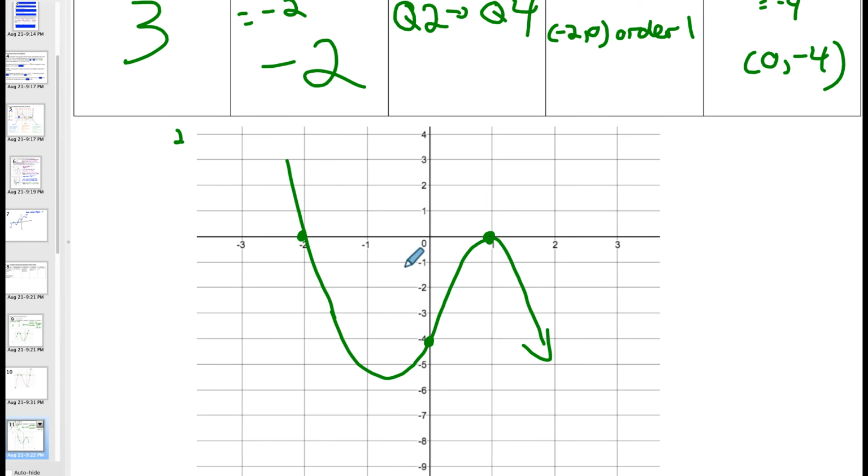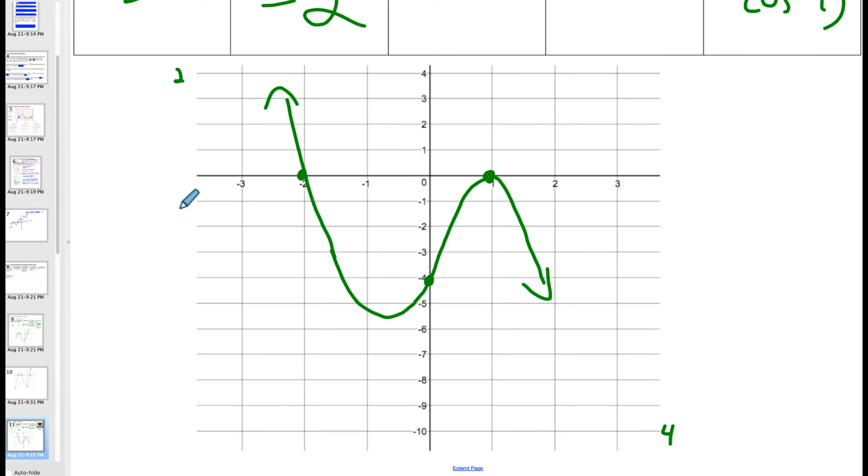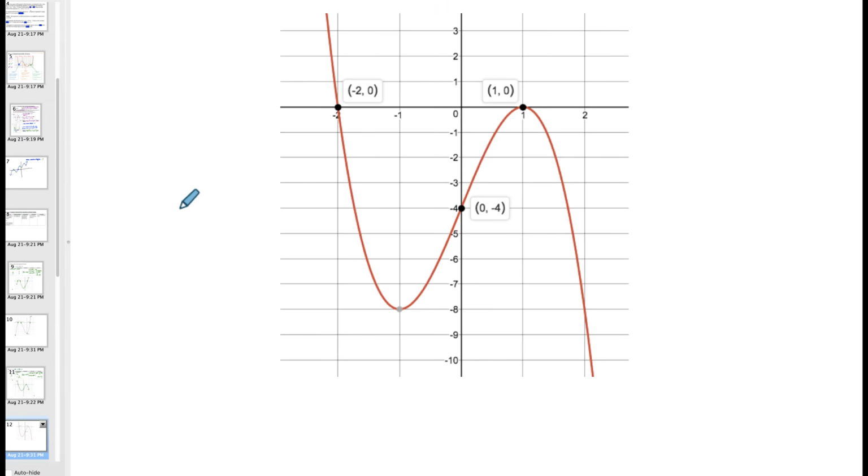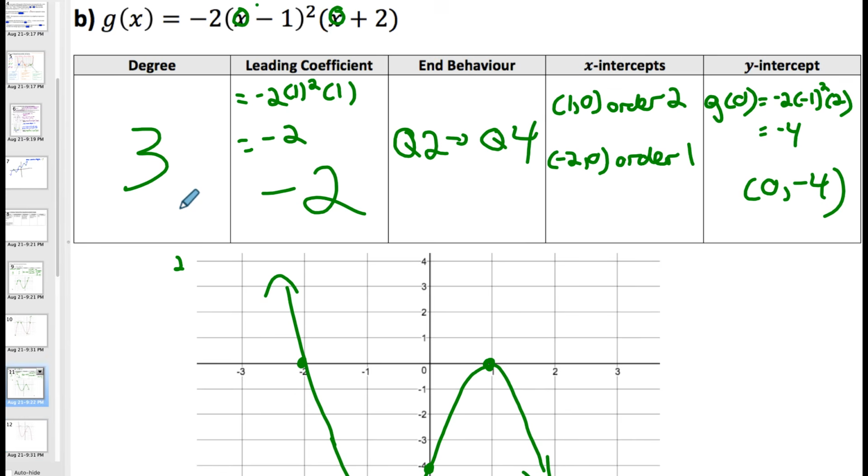X-intercepts of even order, the function is not going to change signs around that x-intercept. It's going to bounce off. Odd order, like order 1, it's going to go through and change signs. So let's make sure that this looks like a good representation by comparing it to Desmos's graph. And there we have it. What we have looks pretty good.